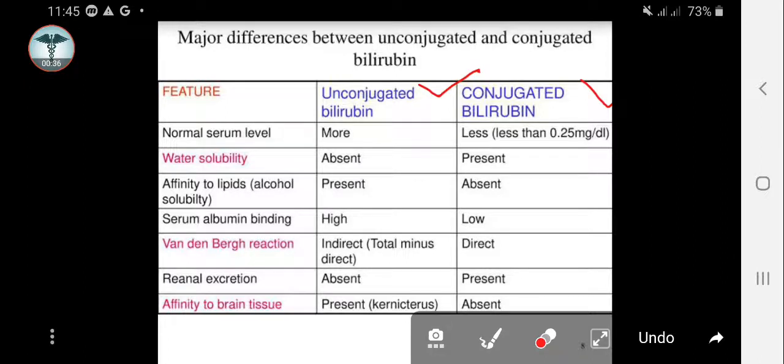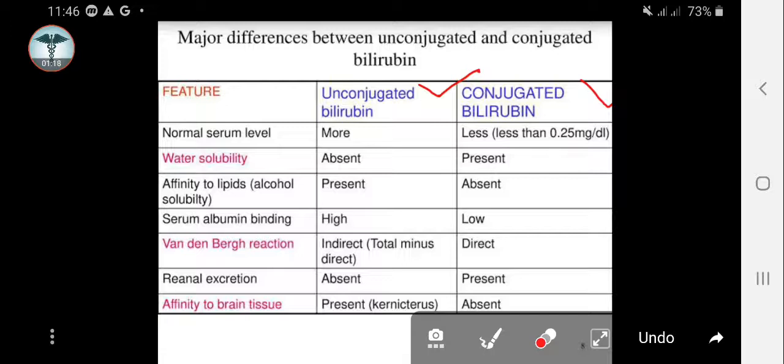Now the bilirubin which is produced in the macrophages after the breakdown of hemoglobin is the unconjugated bilirubin. It is also called the indirect bilirubin, or we can say it is water insoluble bilirubin. The unconjugated bilirubin is then transported into the hepatocyte, and in the hepatocyte it is combined with two molecules of glucuronic acid with the help of enzyme glucuronyl transferase. Now this form of bilirubin is known as conjugated bilirubin. It is also called direct bilirubin and it is water soluble.